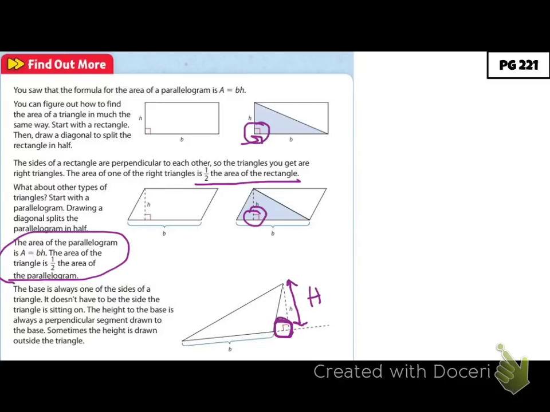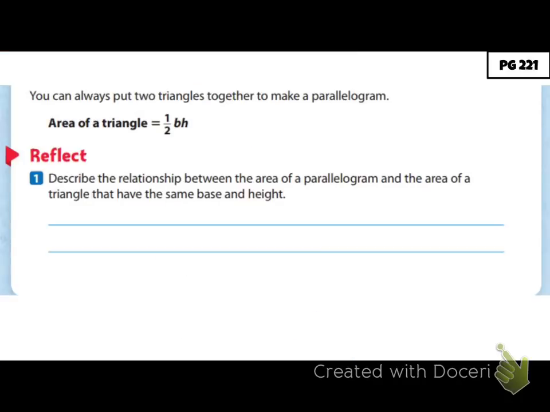Okay, so let's put this together. We know the area of a rectangle or a parallelogram is base times height, right? Well, if we are doing half the area, we'd multiply it by 1/2. So the area for a triangle is 1/2 base times height. So you can see here, when we put two triangles together, it makes a parallelogram. So once again, area of a triangle is 1/2 base times height.